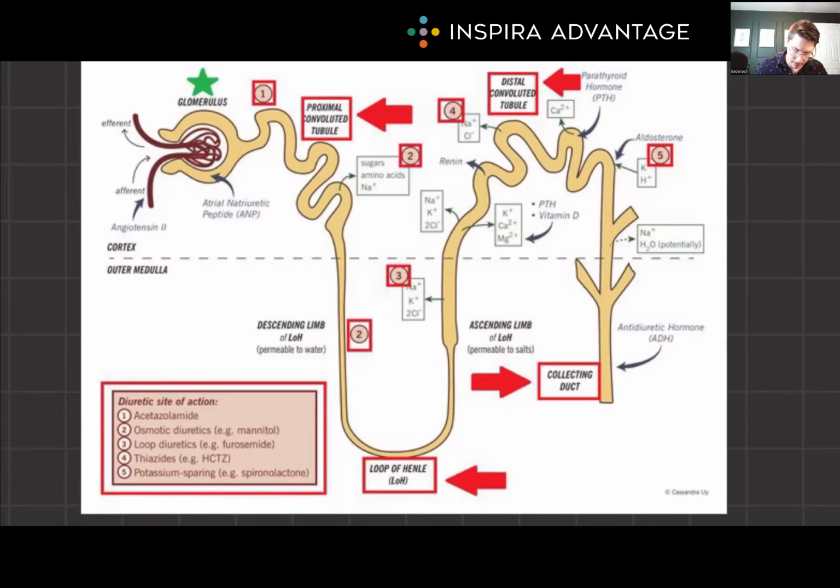So if we look at our diagram here, more ADH would cause water to move into the surrounding space. Except it wouldn't really happen there. It would happen in the collecting duct to the right. And this is all going to go back into the blood.